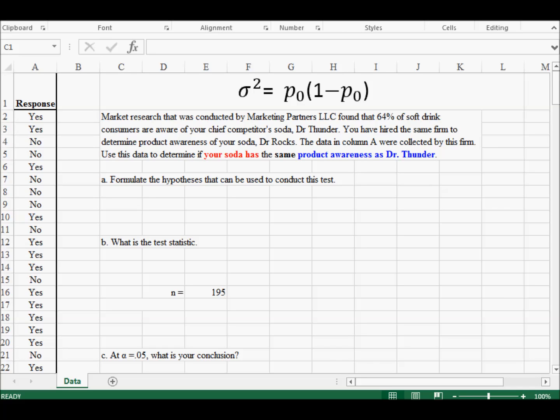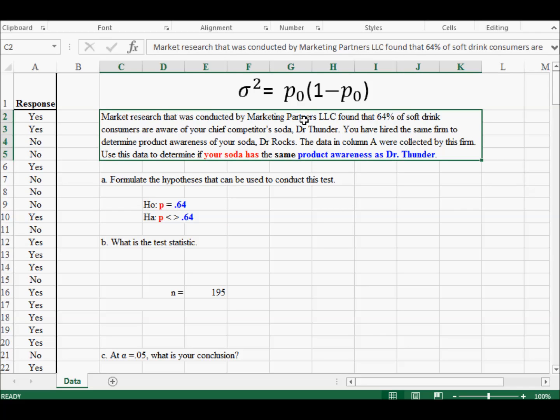That last sentence in the problem represents the null hypothesis. What does it say? The proportion of consumers who are aware of your soda, the red P, equals the proportion of consumers who are aware of Dr. Thunder, 0.64. The alternative hypothesis says the proportion of consumers who are aware of your soda is not the same as the proportion of consumers who are aware of Dr. Thunder.